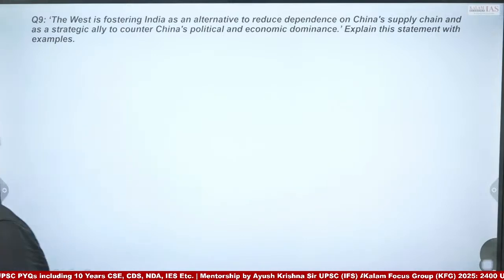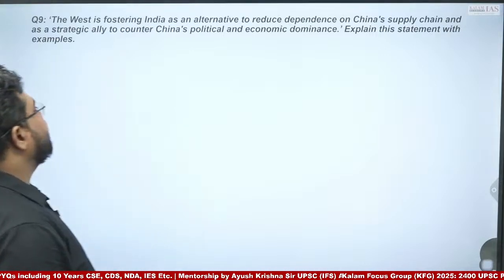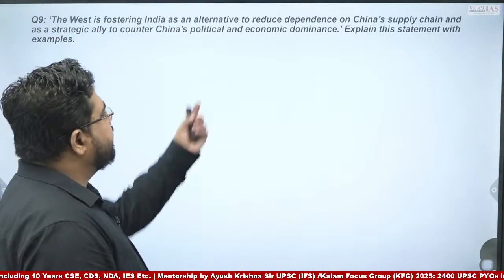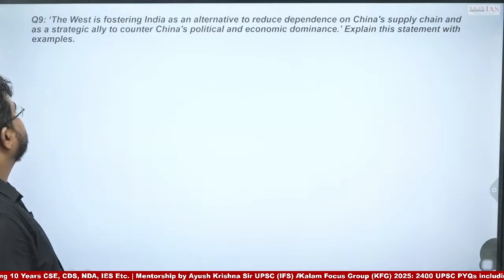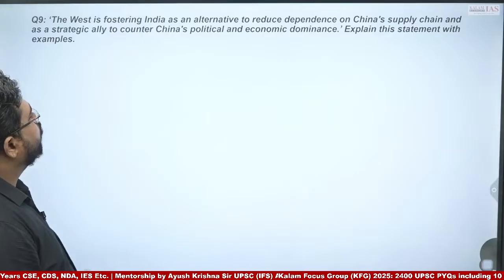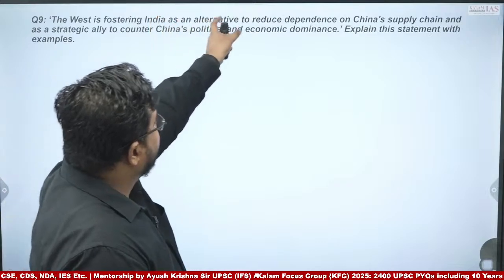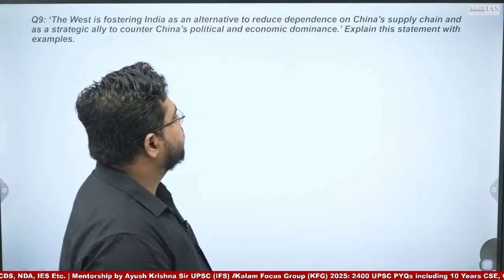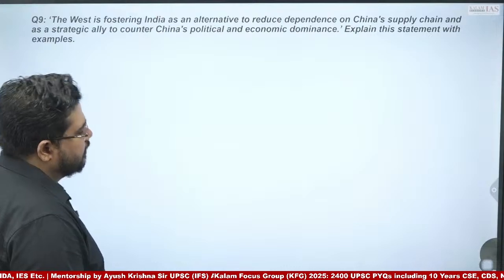Yeah, what is the question? The West is fostering India, an alternative to reduce dependence on China's supply chain, as a strategic ally to counter China's political and economic dominance. Explain this statement with examples.